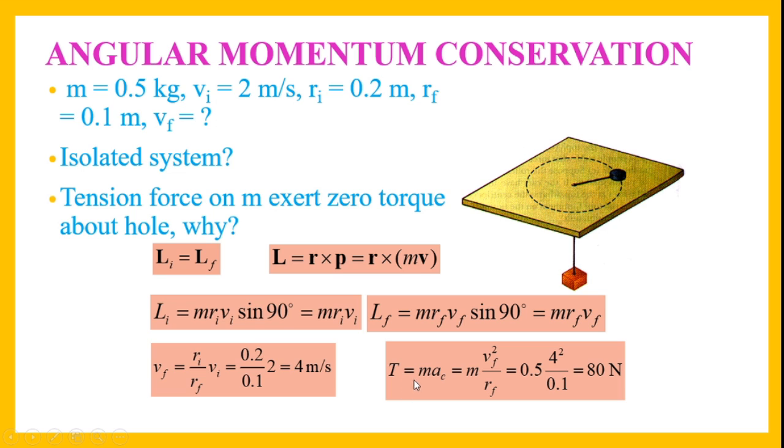Now we have to find the tension. Tension is equal to m into a, and m into a can be written as m Vf square by Rf. We have to find the tension in the string for the second or final case. Hence m Vf square by Rf, that is 0.5 as mass, 4 as Vf, and 0.1 as Rf. Substituting all those values, we get the tension of the string in the second case as 80 newtons.